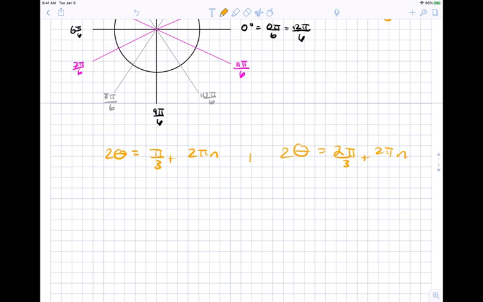If we want to get theta by itself, what's the inverse operation for 2 times theta? Divide both sides by 2. See, I told you, taught me something. I'm not going to stop. I'm going to keep saying inverse operation.